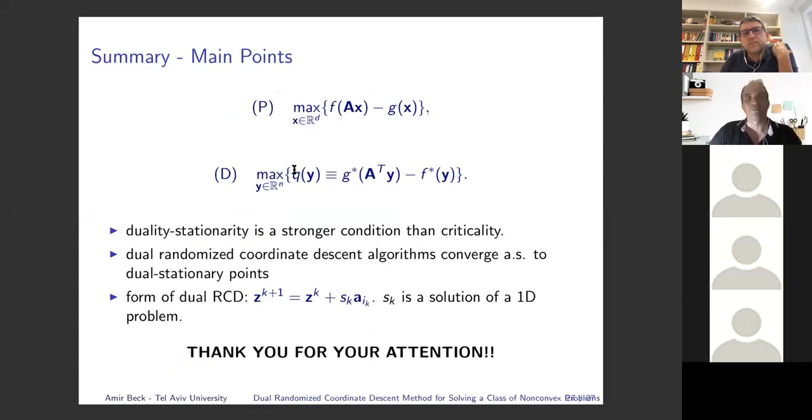So, summary, the main points are the following. We looked at this primal problem, maximization of f(Ax) minus g(x), and the dual problem, which is also a maximization problem. Both problems were DC optimization problems. We looked at the optimality condition, which was called dual stationarity. It's stronger than criticality. We looked at dual randomized coordinate descent algorithms. We know that they converge almost surely to dual stationary points, and they are very scalable and only use one of the rows of A at each iteration. And we just need to solve a one-dimensional problem at each iteration.